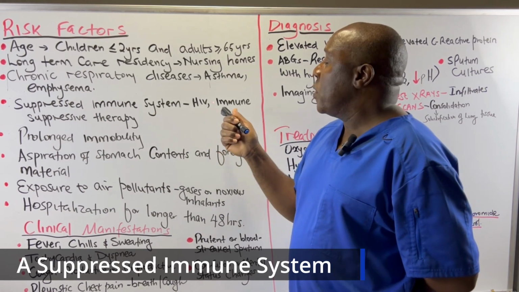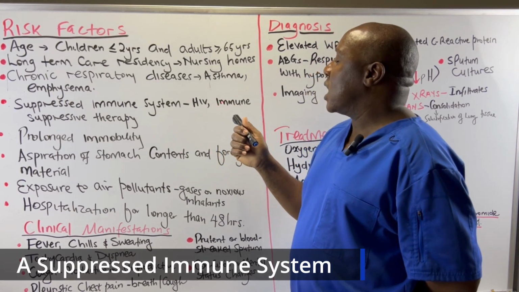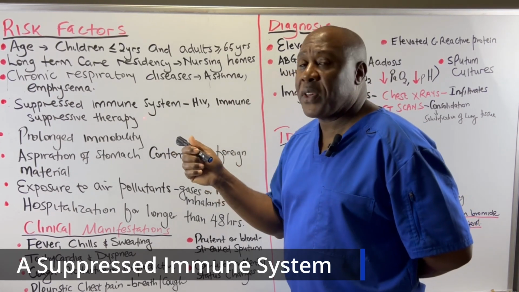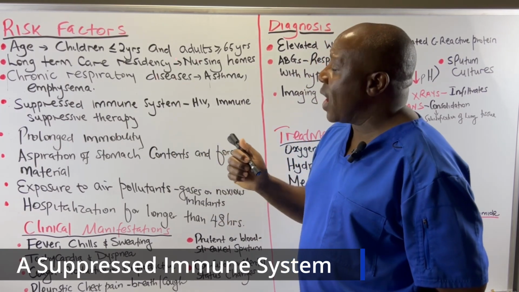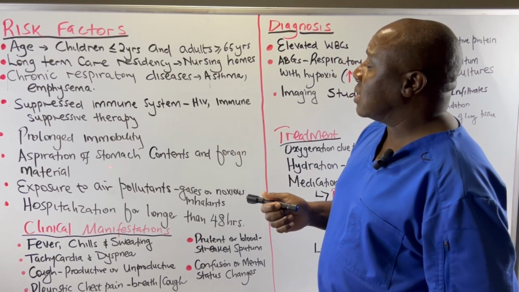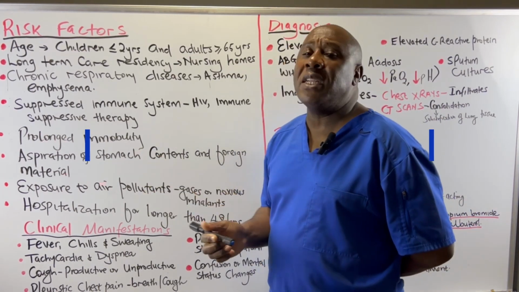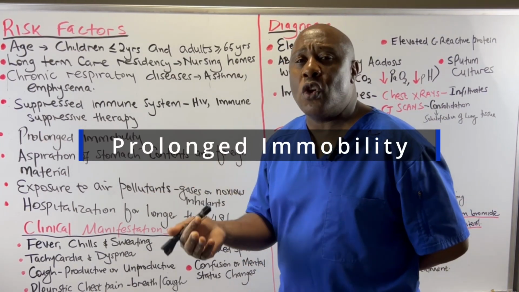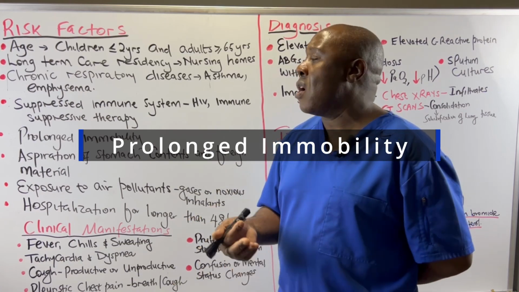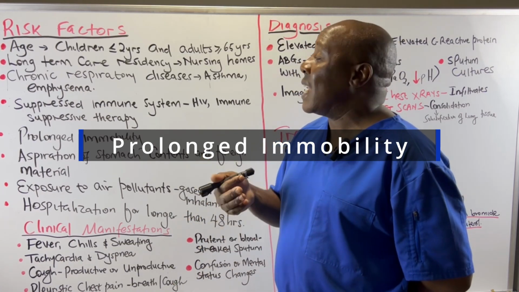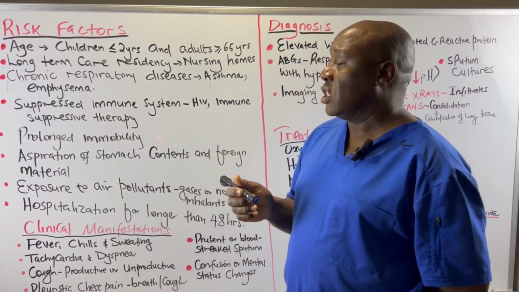Then we have suppressed immune system. Those people with HIV, those people undergoing immune suppressive therapy, the immune system is weakened so that it cannot fight these microorganisms. We also have prolonged immobility. Those people who have taken too long, maybe because of sickness, they are not moving, they are just stagnant in one area or they are not mobile at all. They are likely to contract this pneumonia.